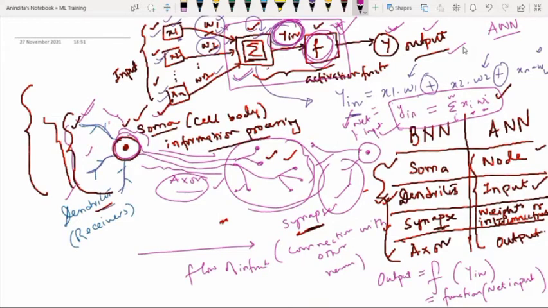Understood? Or if you have any question, you can ask me. Yes, ma'am, understood. Okay, so I can go into the details, right?